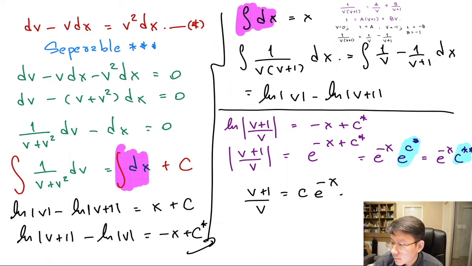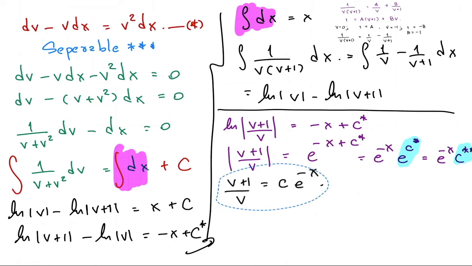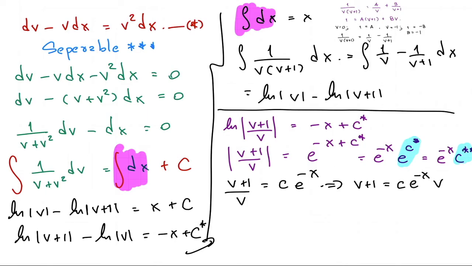So we have v plus 1 equals c e to the minus x v. So we have v minus c e to the minus x v equals minus 1. So we have v equals minus 1 divided by 1 minus c e to the minus x.